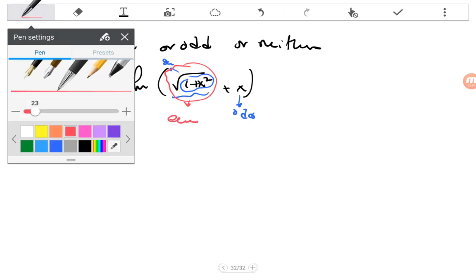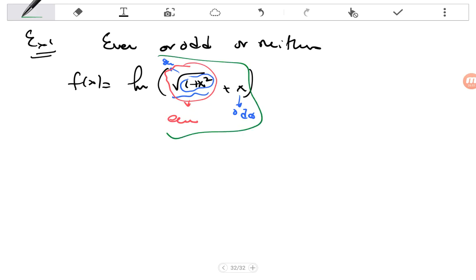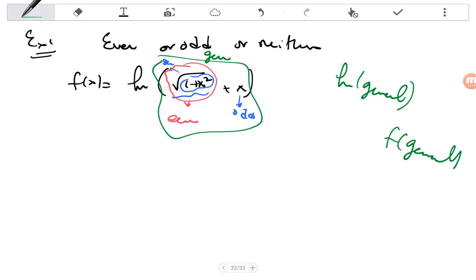So what is inside the ln? Even plus odd, no, even plus odd is just general. Even plus odd is general. Okay, so I have now ln of general. What about ln of general? Is it general? No, I have no rule in this case. I have no rule for f of general. So how can I manage to know the case?